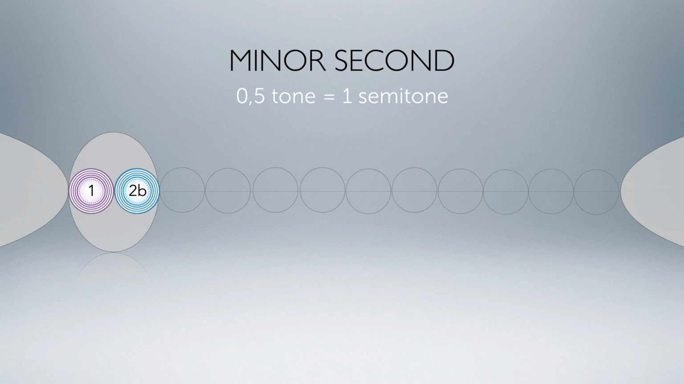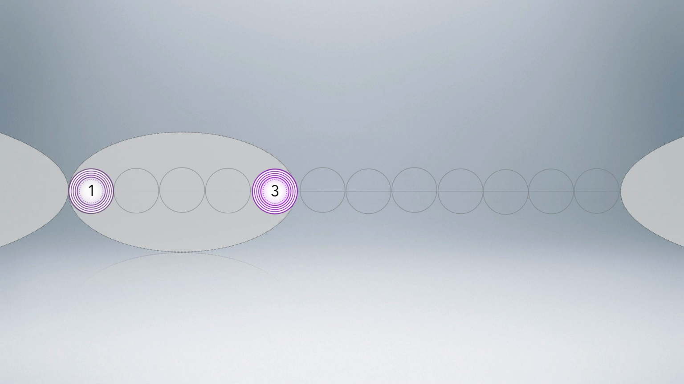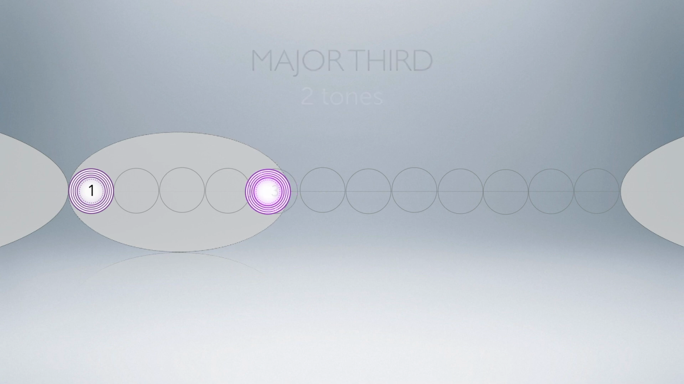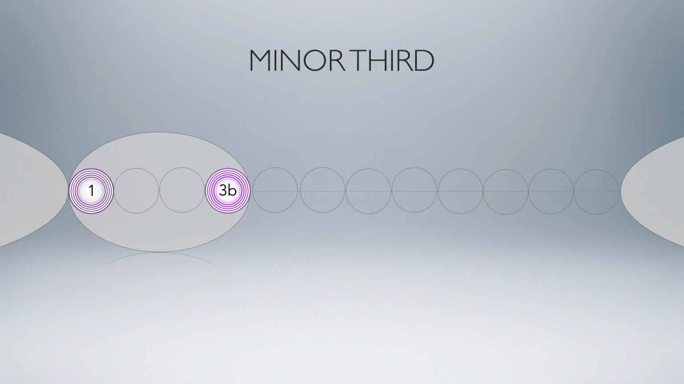The interval between the first degree and third degree is called major third. This interval has a distance of 2 tones. The interval between the first degree and flat third degree is logically called minor third. This interval has a distance of 1.5 tones.